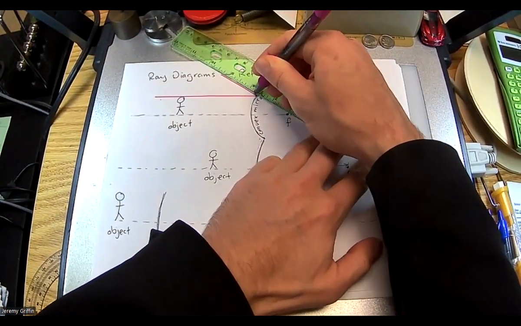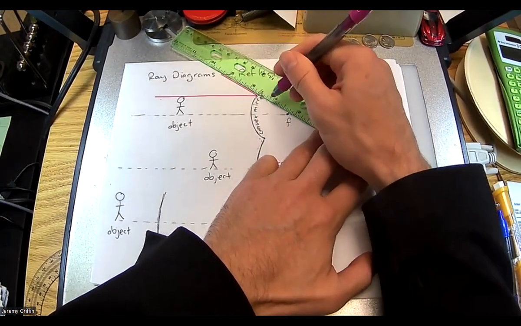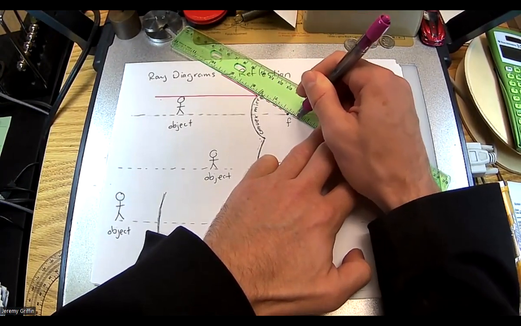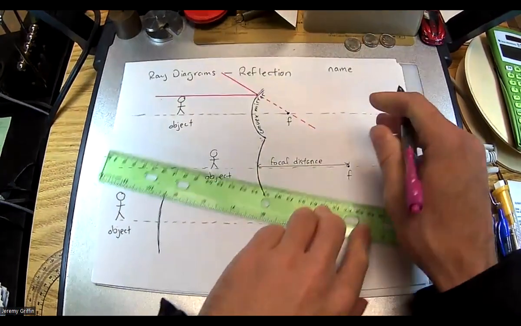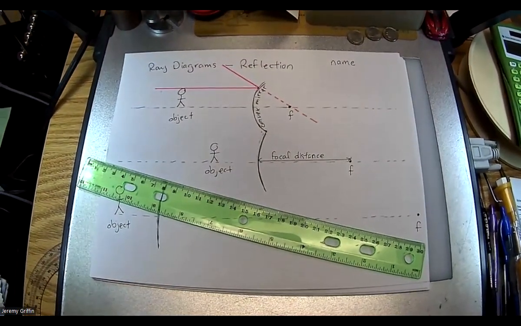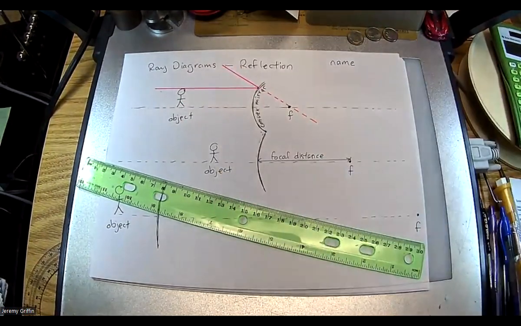Now, before you move your ruler, go ahead and extrapolate backwards. Because if you're out in the real world, it looks like this light ray came back from this direction. And I'm dashing this bit right here. It looks like it came back from that way. Although there's no light that actually crosses the mirrored surface, it looks like it came from that way.